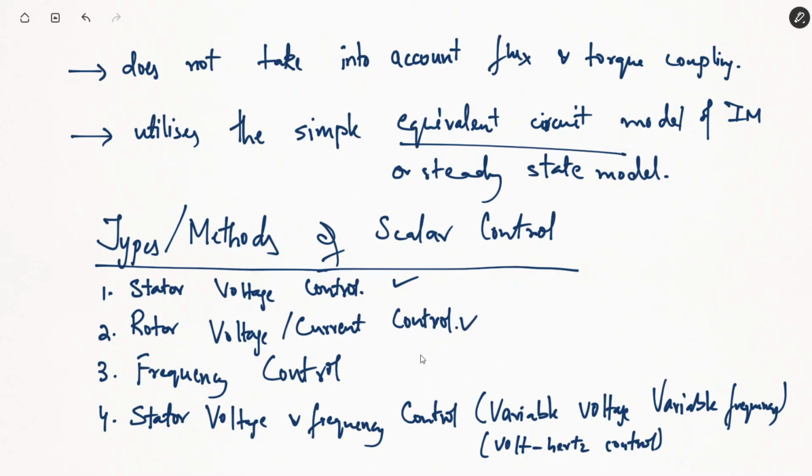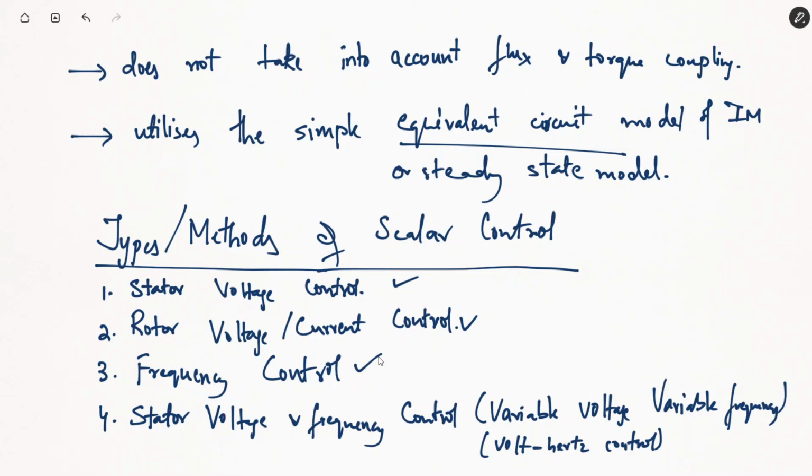Similarly will be the case with rotor voltage control. Similarly will be the case with frequency control. We can increase the frequency, we can increase the speed, we can decrease the frequency, we can decrease the speed, but simultaneously the flux is also changing. Flux is inversely proportional to frequency. So if you are increasing frequency, flux will decrease.